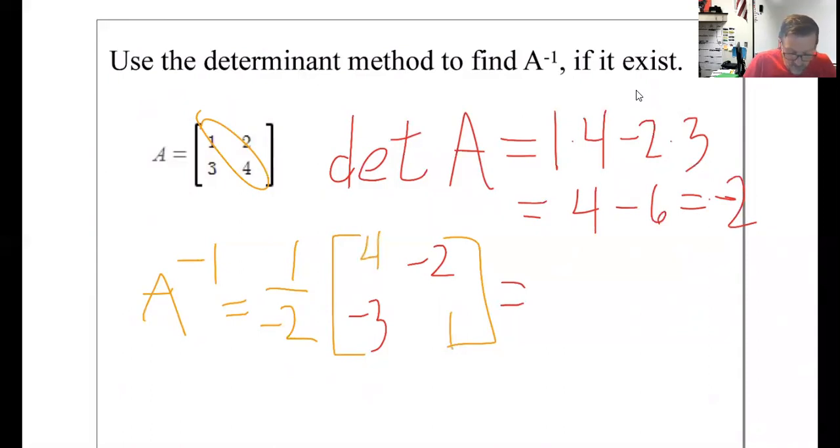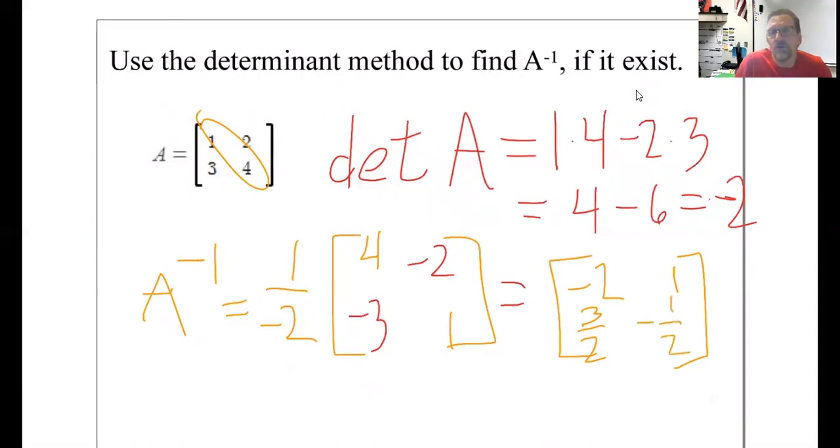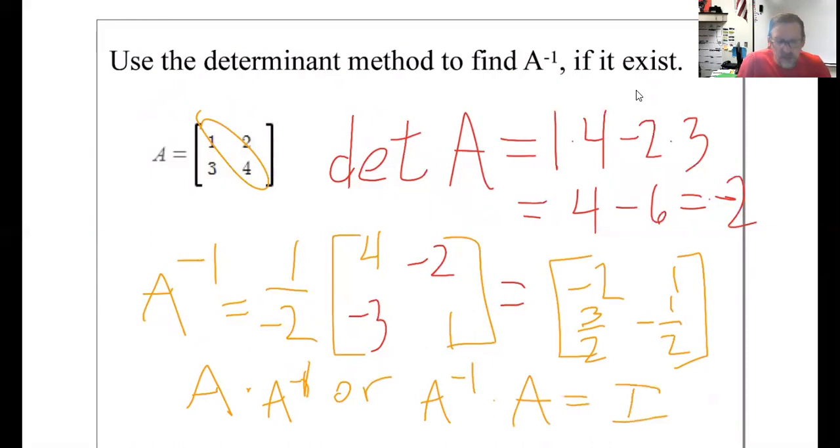So -1/2 of 4 is -2. -1/2 of -2 is 1. -1/2 of -3 is +3/2. You can write it 1.5, 1 5/10, whatever you want. -1/2 of a half is -1/4. So the top row are integers and the bottom are not. Again, if we multiply A times the inverse of A or inverse of A times A, you get this identity matrix of 1's along that first diagonal and 0's along the other.